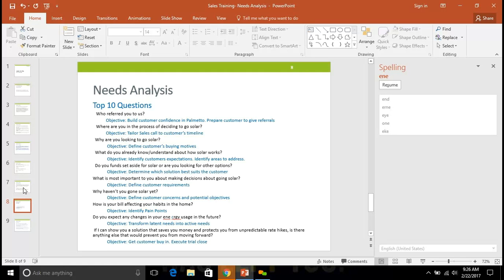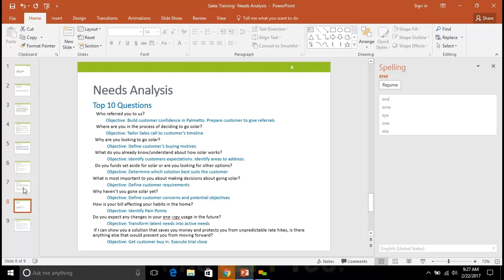What do you already understand about how solar works? Identify customers' expectations. Identify areas that you might need to address. Maybe you need to do a little bit more solar 101 with the person. Or maybe you don't. They know a lot, and so don't waste your time doing solar 101. The customer's thinking, all right, I already know this. Why are you spending 10 minutes telling me how a system is grid tied? I already know how that works. You're wasting time here.